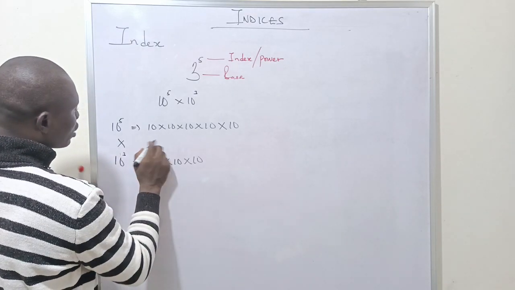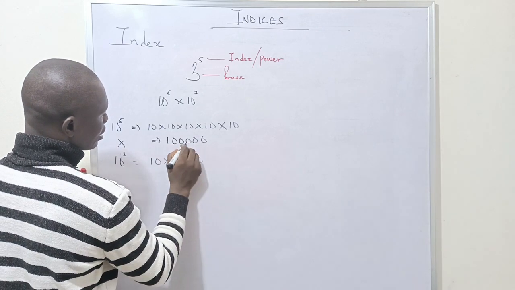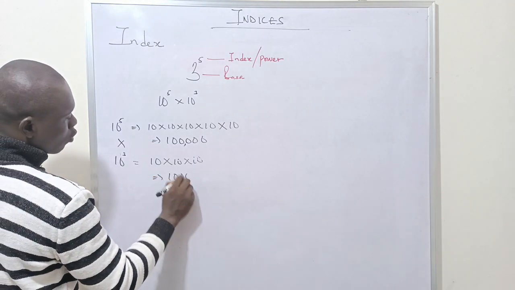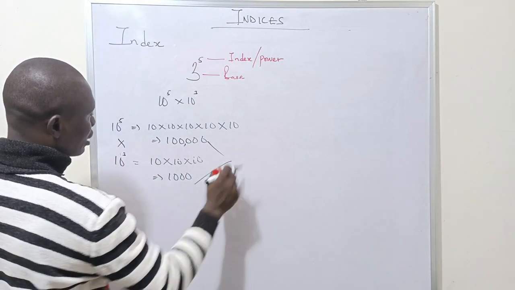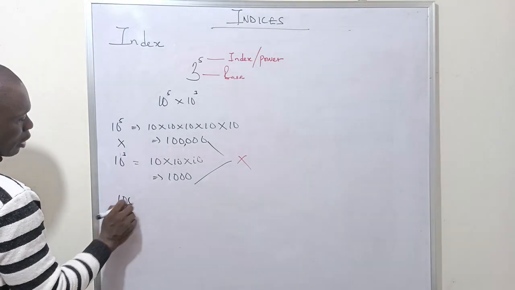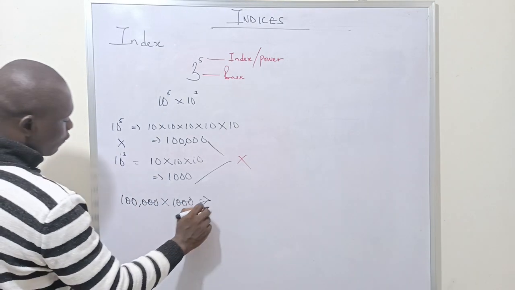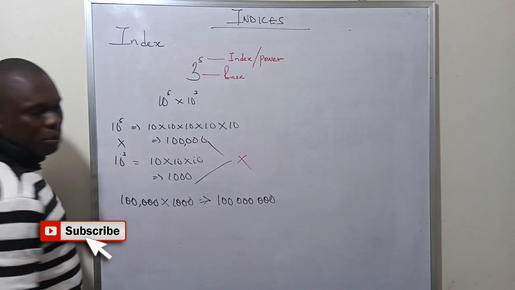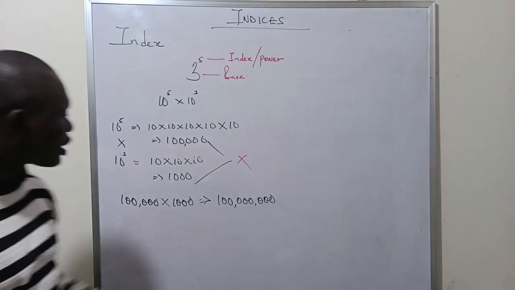Now the whole of this here would give me 1, 2, 3, 4, 5 zeros. This is 100,000. While the whole of this here would give me what? It will give me 1,000. So I need to multiply this by this, according to the question. If I'm multiplying my 100,000 times 1,000, this will give what? I'm going to be having this as my answer. This is going to be 100 million. So it means 100 million is the answer.